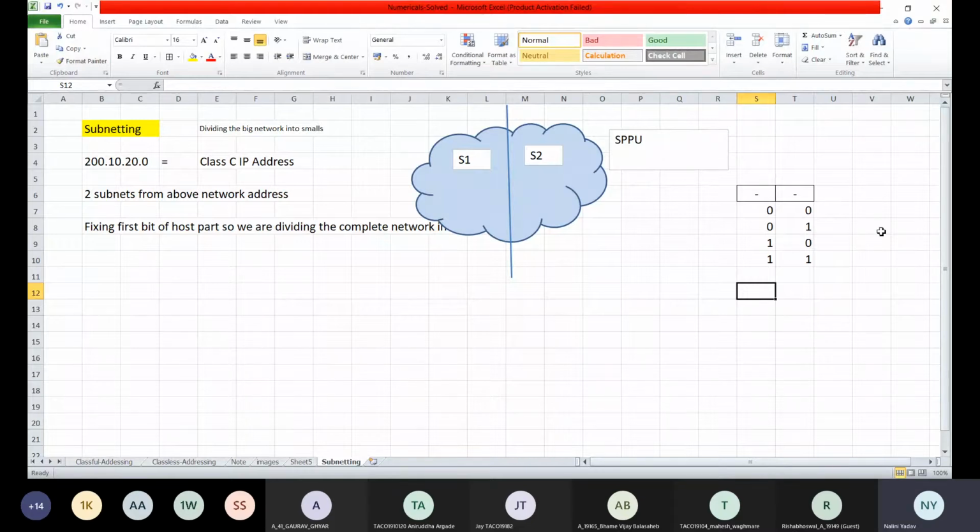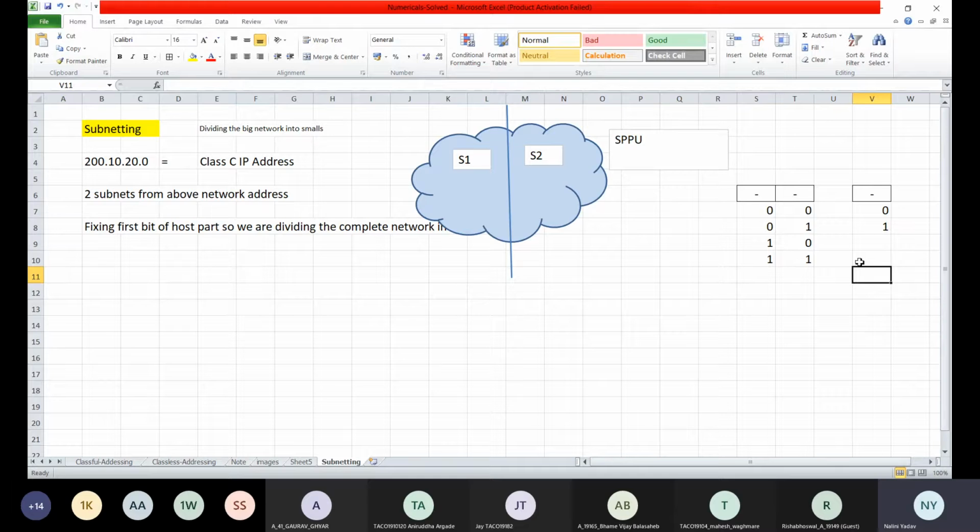Similarly, now I want to get two combinations. How many bits do I need to fix? I need to fix a single bit, correct? With these two bits, I get four combinations. If I have a single bit available with me, how many combinations will I get? 0 and 1. These are the two variations available for the single bit, so I get two different combinations, correct?